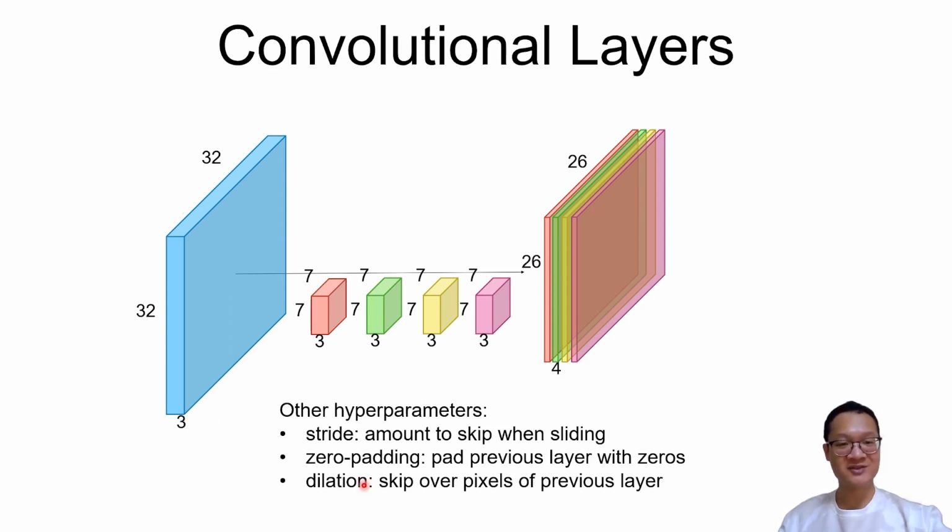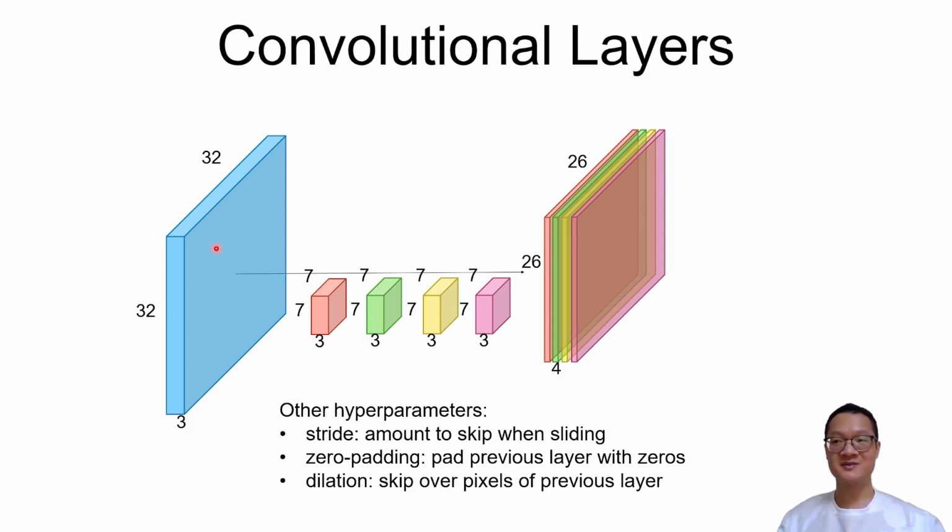We can also do dilation. That means that our filters are made up of non-contiguous pixels. They may have holes inside them. Anyway, I don't want to get into too much detail here. You will definitely learn more about this if you take the computer vision course.